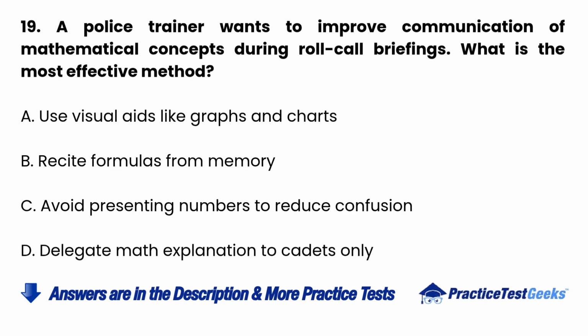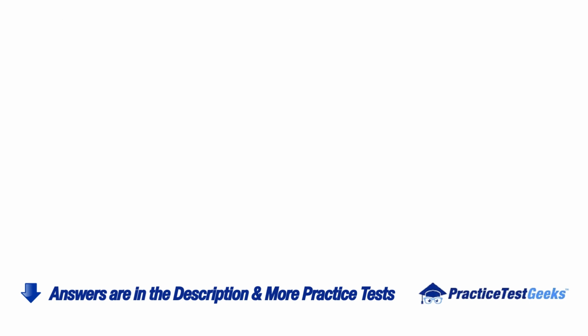19. A police trainer wants to improve communication of mathematical concepts during roll call briefings. What is the most effective method? A. Use visual aids like graphs and charts. B. Recite formulas from memory. C. Avoid presenting numbers to reduce confusion. D. Delegate math explanation to cadets only.